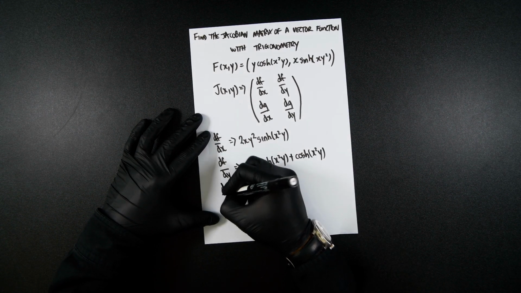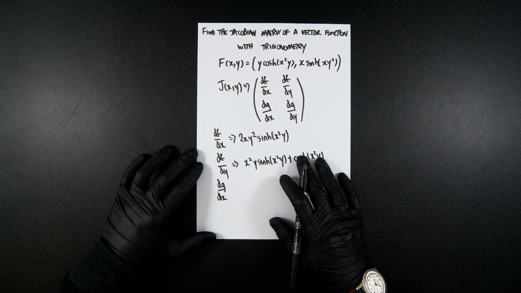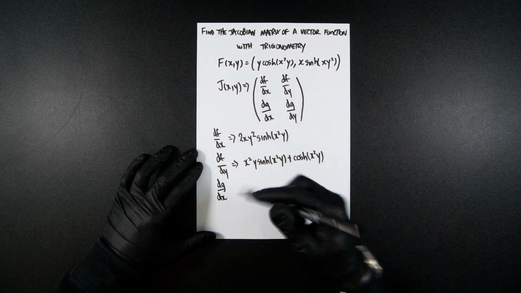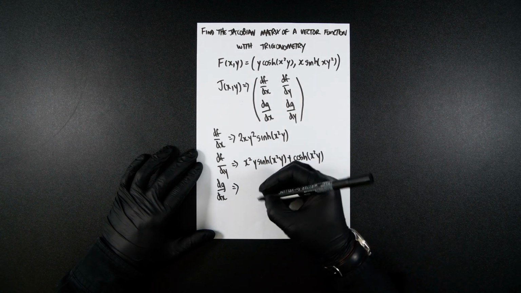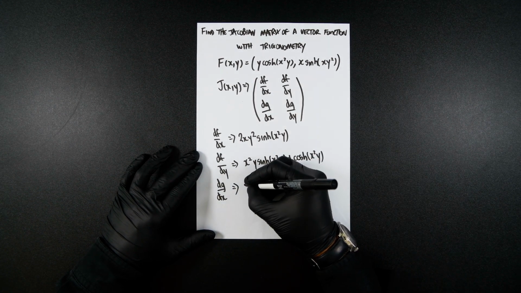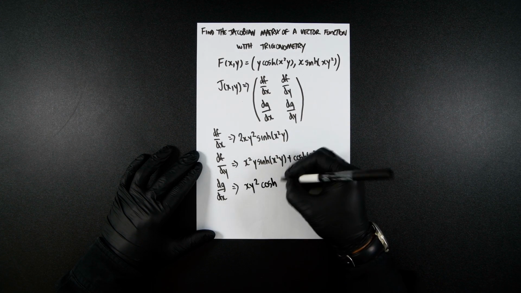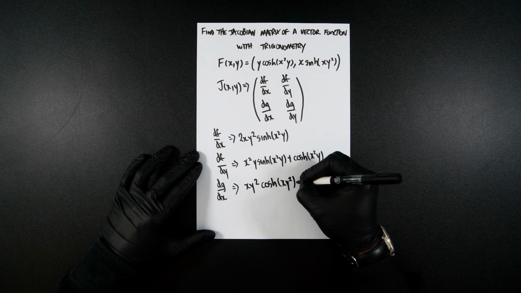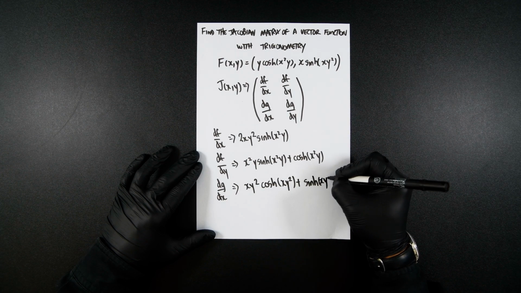We can now do dg/dx. Again, we'd need to use the product rule because we've got an x here and then a bunch of other things with x. You'd also use the chain rule inside the sinh, so that's going to be xy squared cosh(xy squared) plus sinh(xy squared).